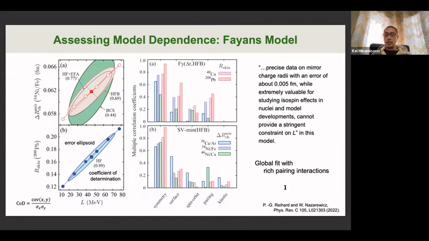The take-home message of this publication is that because of the large theoretical uncertainty, it is difficult to set a stringent constraint on L, even if the experiment is determined precisely, using this sort of global fit model, which has a rich pairing interaction.